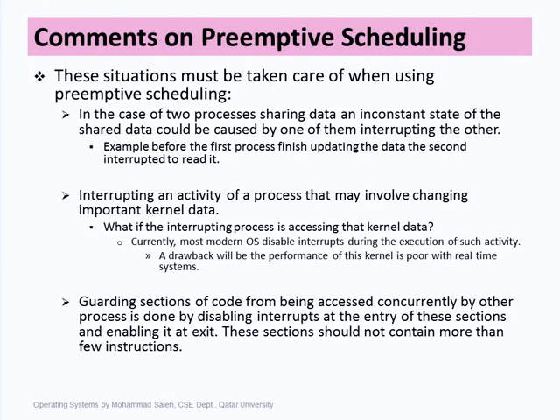Another problem might be that the data currently being updated is kernel data. This process might be a system process interrupted by another system process, but it is modifying kernel data. If this kernel data is left in an inconsistent state, then the whole kernel might be corrupted. So the problem is even bigger. These are the main things we have to take care of when we talk about preemptive scheduling.